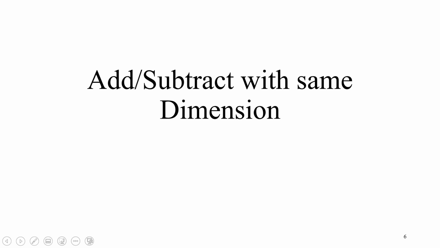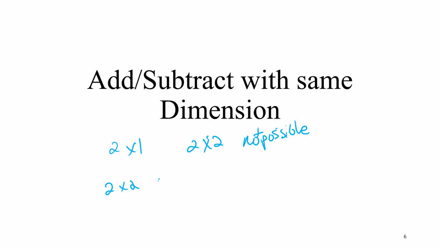Now we're going to look at adding and subtracting matrices. When you're doing these, you need to make sure that the dimensions of each of the matrices are the same. So if you had a 2 by 1 and a 2 by 2, you would not be able to add or subtract those matrices. If you had a 2 by 2 and a 2 by 2, you would be good to add and subtract those matrices.